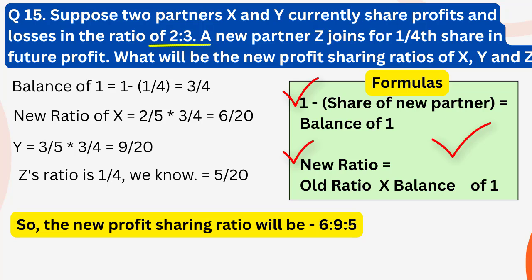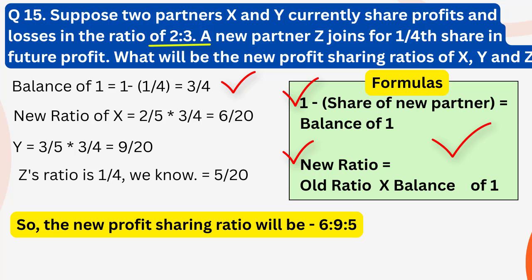Now let's apply this formula in this case. Let's try to calculate balance of 1 first. So the balance of 1 is equal to 1 minus share of new partner. What is the share of new partner here? It is equal to 1/4. Okay, so the value here will be 1 minus 1/4, and that will come out to be 3/4.